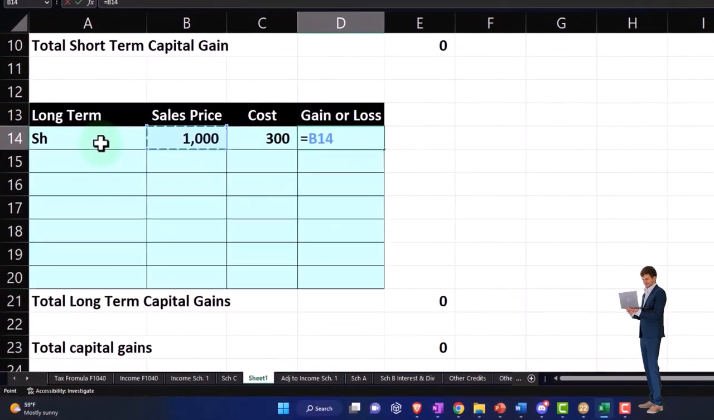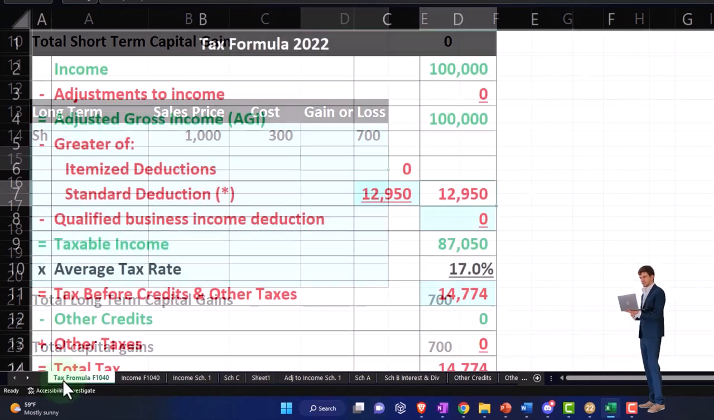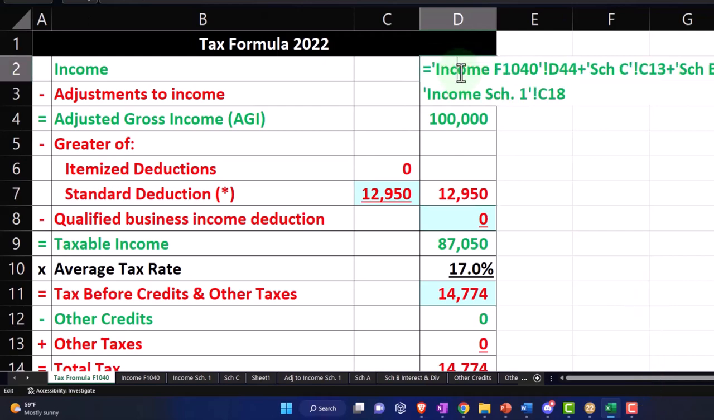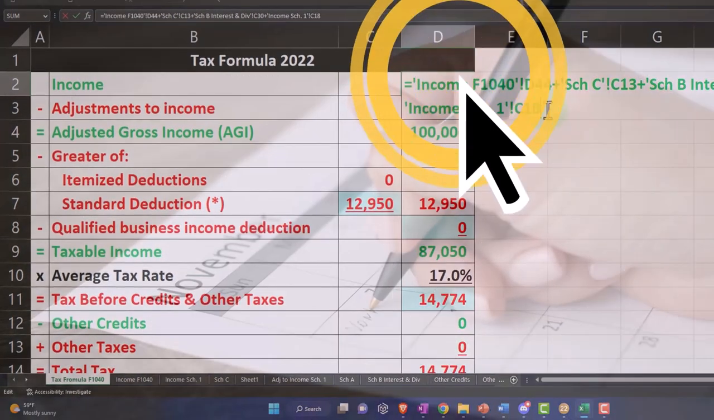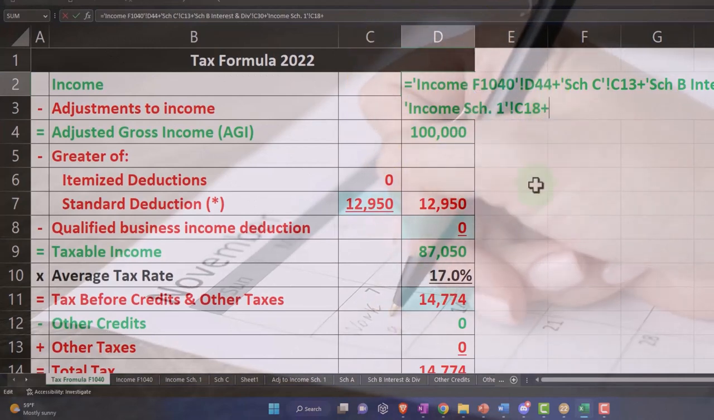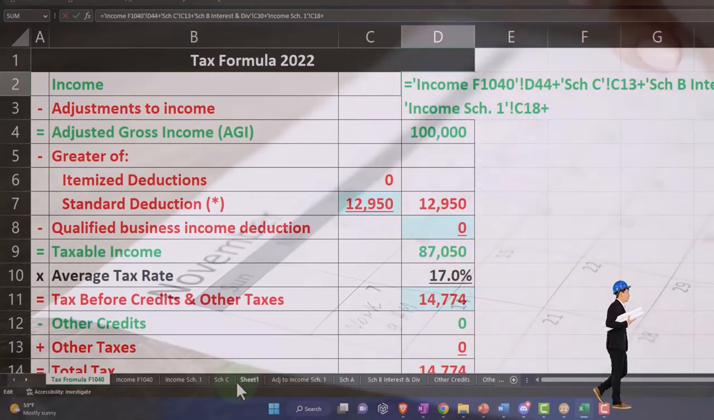So the difference is calculated at that 700, which is going to be included in line one. I need to double click on line one, go to the end of it, and add that whole Schedule D, populating it into my summary worksheet. So I'm going to pull that in from the Schedule D, which is this one.